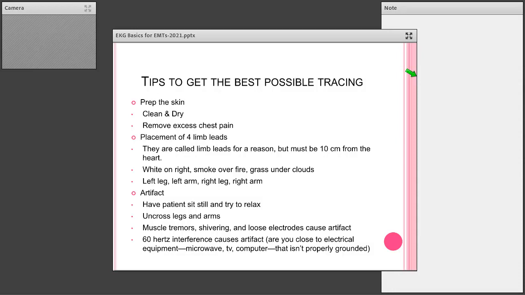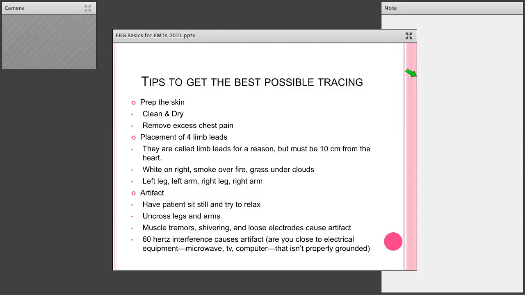You want your patient to sit still and try to relax while you are taking this tracing, which means they shouldn't be talking and you shouldn't be talking to them. They should uncross their arms and their legs, lean back, and just relax. If they're shivering, if they have tremors, all of those things can cause extra artifact. And also if they are near a microwave or a TV or a computer, that can sometimes cause some artifact. And that kind of artifact is usually a heavier black line.